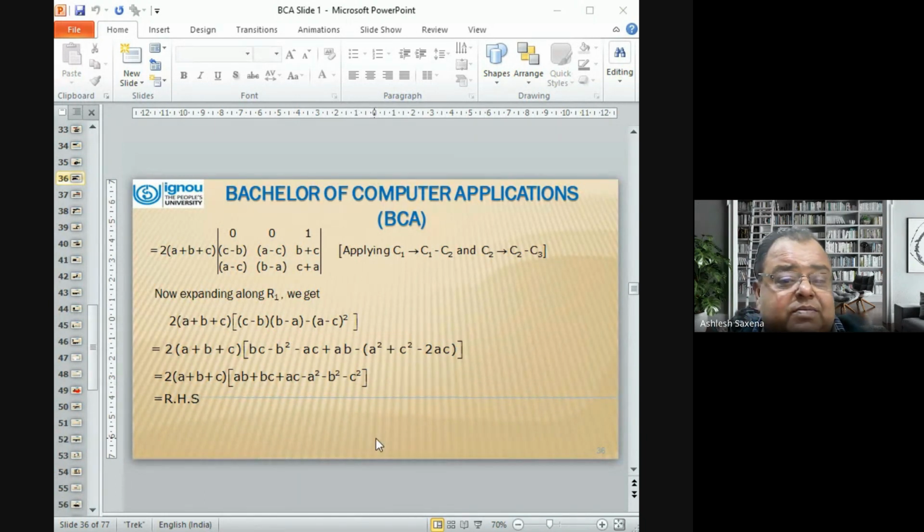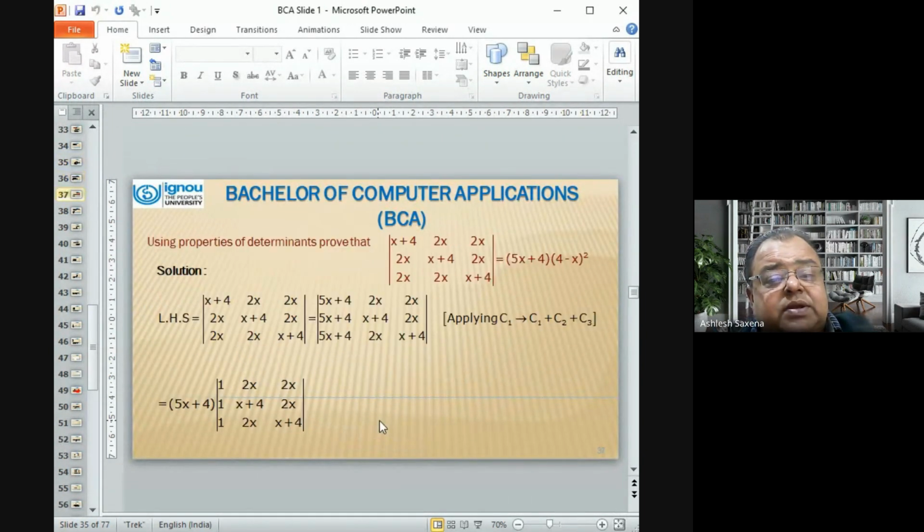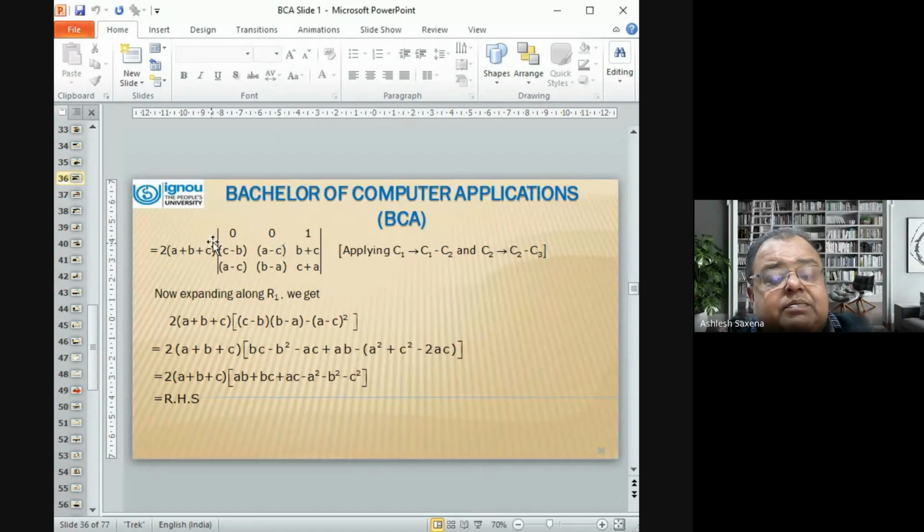This is what your question was. Is that clear? What we have done is, first of all, we made these elements the same, then we took this common, and then we started the transformation of making the maximum number of elements 0. Here we have made this.